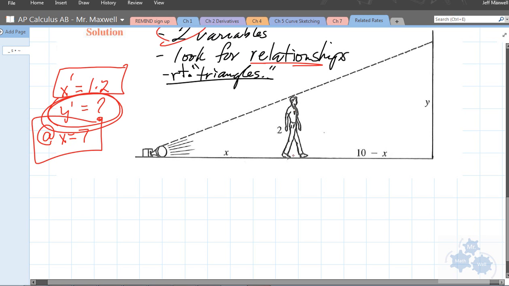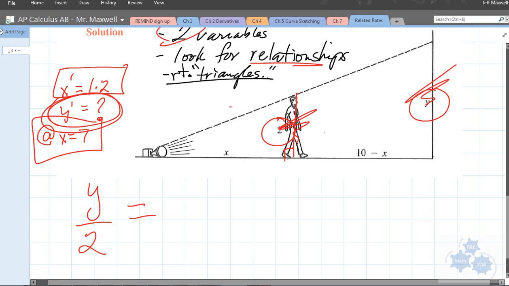So similar triangle, okay? That means that y over 2, because these are corresponding sides, right? This side and this side, is the same as what?